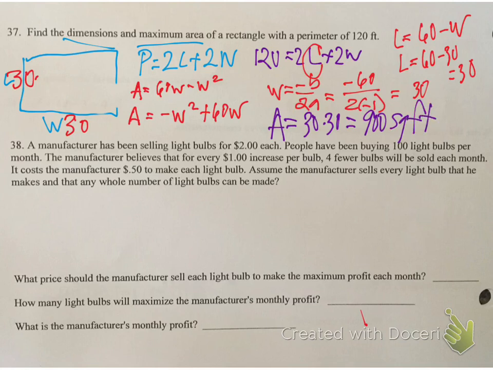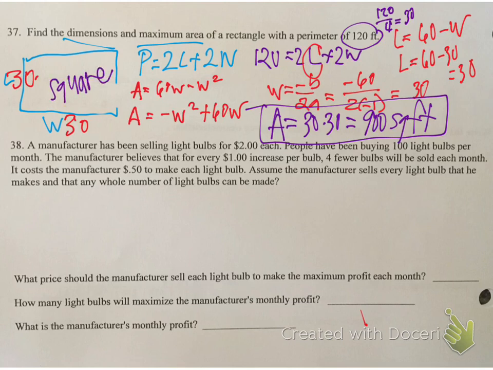Square feet. Good rule of thumb, if it's asking you a question like this, if you take 120 and divide it by 4, that's usually going to maximize your area because then it becomes a square. And squares will maximize area. It gives you your max area.